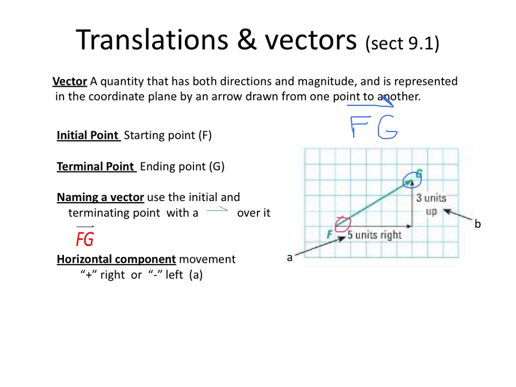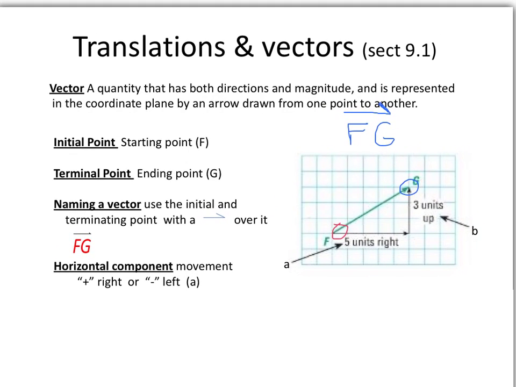Now in a vector, you have a horizontal component, which is your movement going to the right or left. If it's positive, it's to the right, or negative, it's to the left. So in this case, I'm going to the right 5, and then I'm going to go up 3 units. So my vertical component is my movement either up or down. So as I go up or down, it's going to change my movement. So up is positive and down is negative.